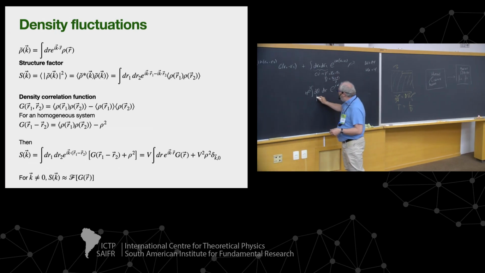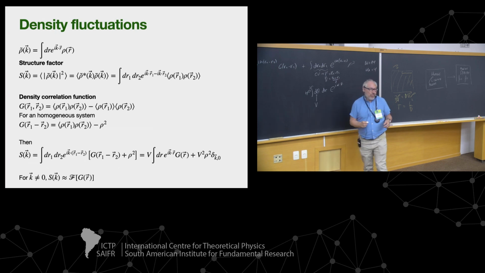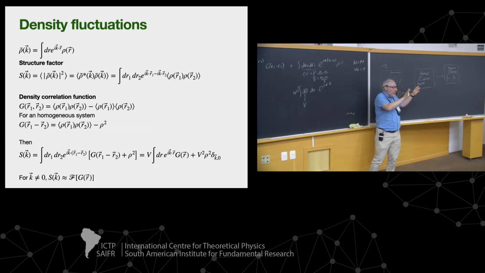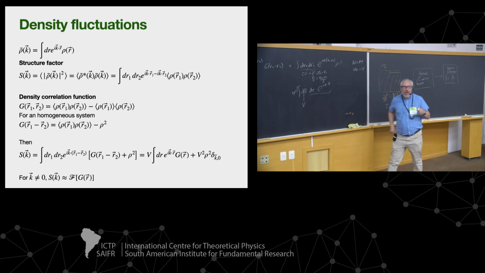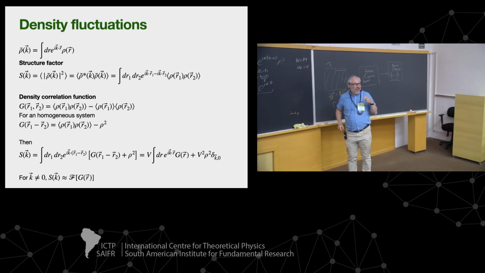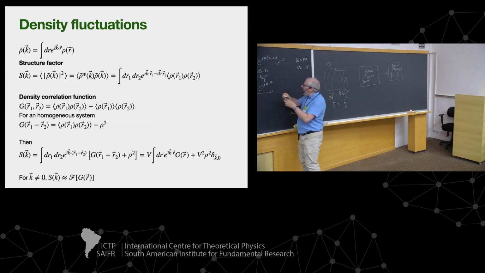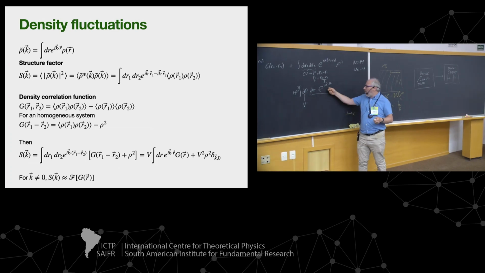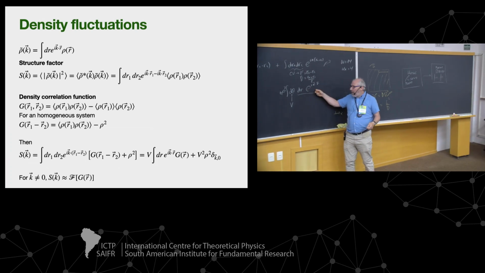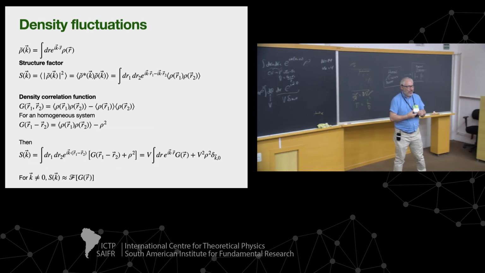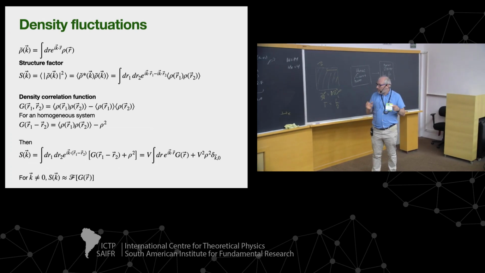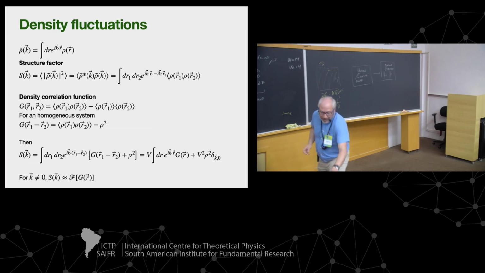The first integral is simply the volume, because nothing depends on the center of mass, because the system is homogeneous. This integral here is 0 for all k's, because it's a sine function, a cosine function, so it goes 0, except if k equals 0. If k equals 0, this is 1, and you have to integrate that, and you're going to get another volume, but now only if k equals 0.